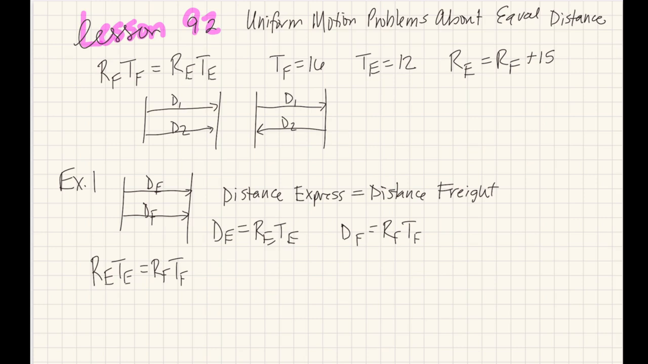Okay, in this problem, it is telling me that the rate of the freight train was 15 kilometers per hour less than the one of the express train. So I can write that as this. The rate of E is equal to the rate of F plus 15. Then I also know that the express train made the trip in 12 hours and the freight train made it in 16. So I know that the time of E is equal to 12 and the time of F is equal to 16. So now that I know all of these, I can just use substitution.